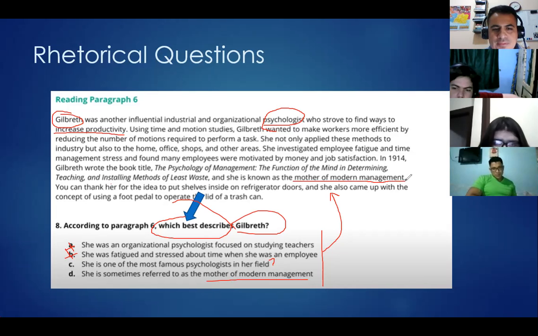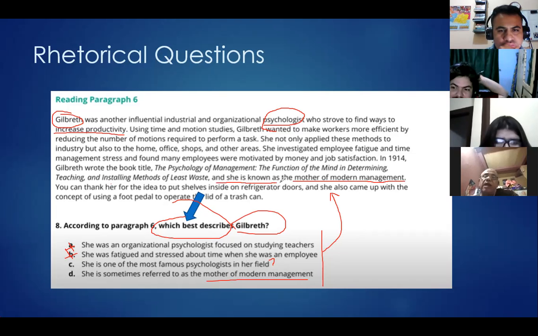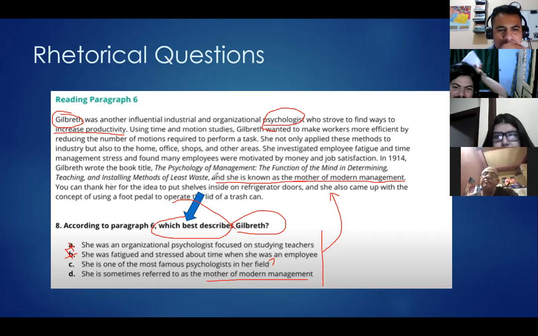Okay. So which one would you think? I think this one is tricky because it's not mentioning that she's the most famous, but it is mentioning that she is sometimes referred to as the mother of modern management. That's the best to describe her, D. I think it's C. For me, it's letter D. It's letter C. Okay, some people say C or B.